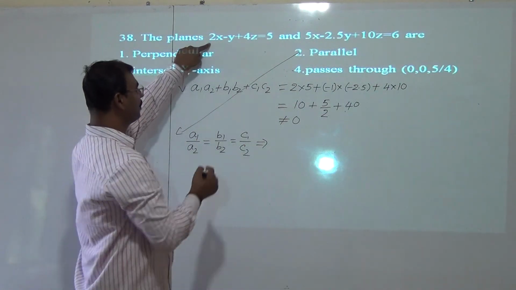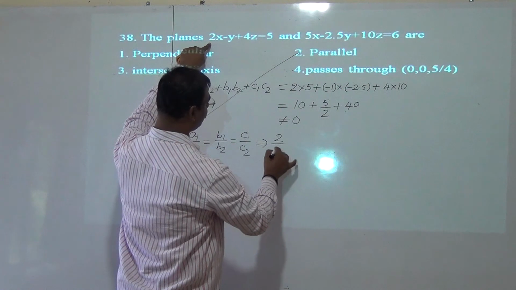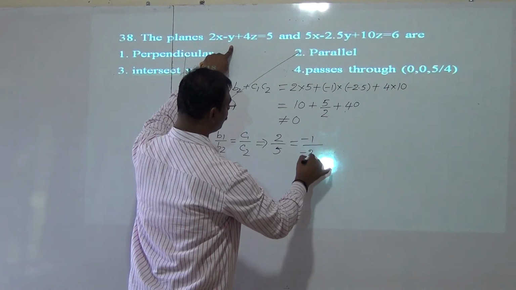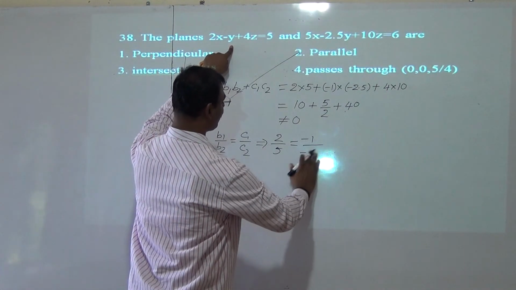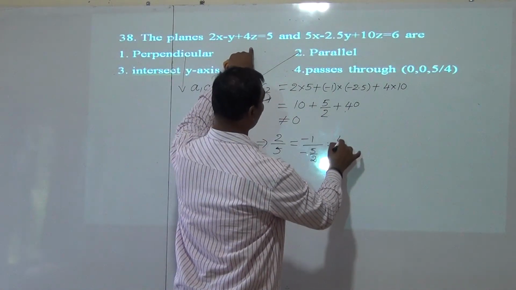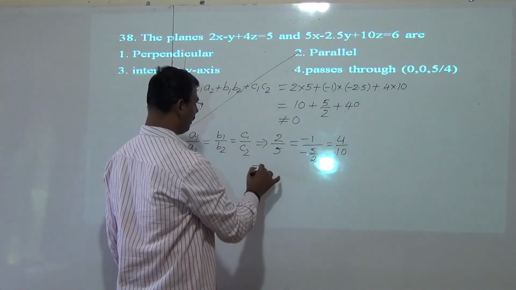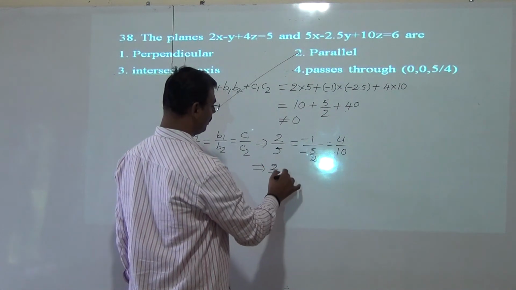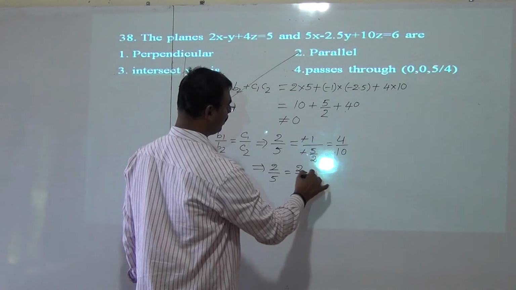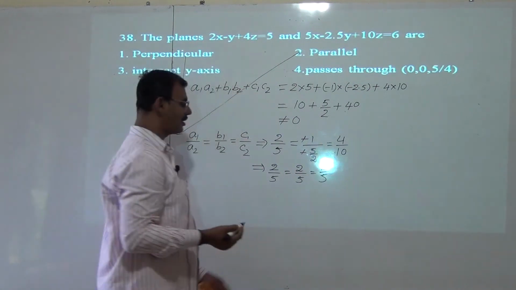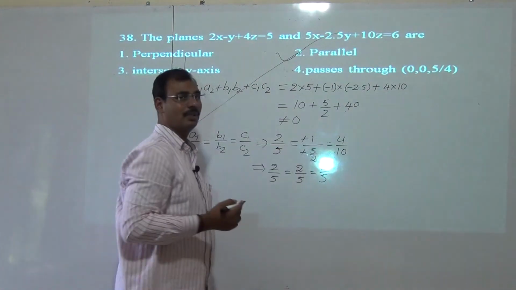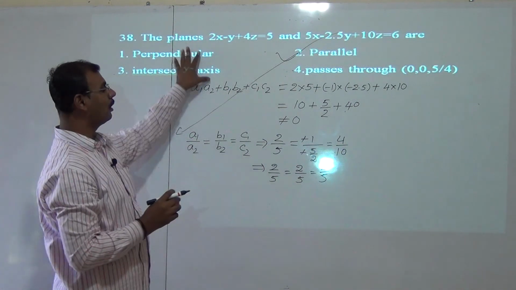A1 by A2 is 2 upon 5 equals minus 1 upon minus 2.5. Okay, I write minus 2.5, nothing but 5 by 2, equals 4 upon 10. Simplify: 2 upon 5; minus minus cancels. So the fraction comes upside down, that is 2 by 5 equals 2 by 5. So what do you say? We get equal values. Hence the given planes are parallel.